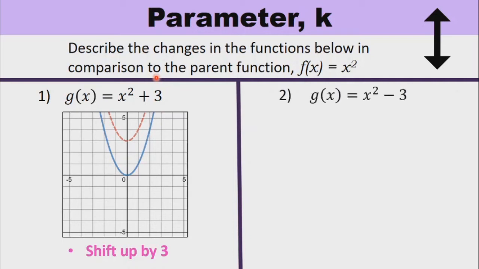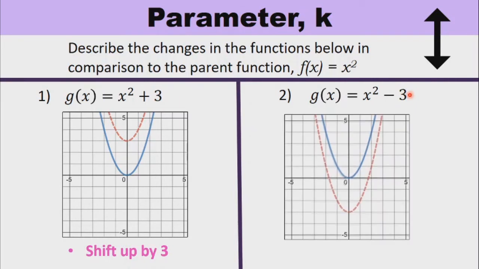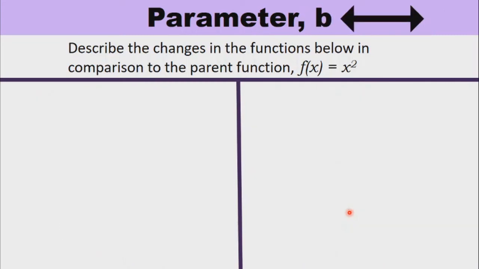Okay, so this is g of x. Again, we are subtracting 3 from the parent function. This is the parent function again, and that will cause the graph of the parent function to move. You can see a shift in the vertex from (0, 0) to (0, -3). So there's going to be a shift down, or a translation down by 3.